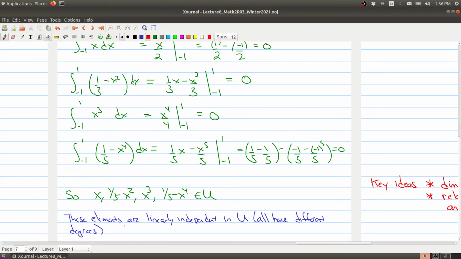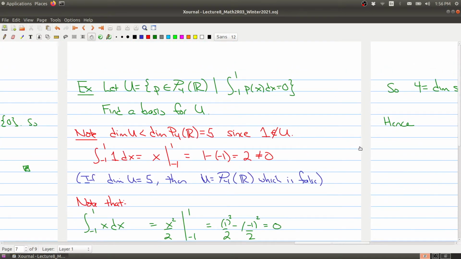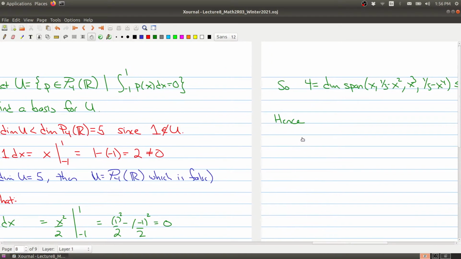And if you're not convinced of that, you should take out some paper and pen and check that I'm right here, that these elements are linearly independent. Okay, so what do we have then? Let's think about what we have. 4 is equal to the dimension of this space, right? Because x, 1/3 minus x squared, x cubed, and 1/5 minus x^4. These are 4 linearly independent things. We're taking the span, so this is our basis. So we have that 4 is the dimension of this span.